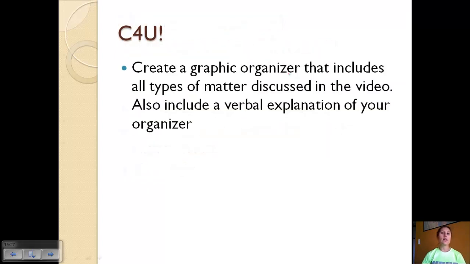Okay, so this takes us to our second check for understanding. What I'd like you to do is create a graphic organizer that includes all types of matter discussed in the video, and include an explanation of your graphic organizer as well. So make sure to include elements, compounds, pure substances, mixtures, homogeneous and heterogeneous mixtures.